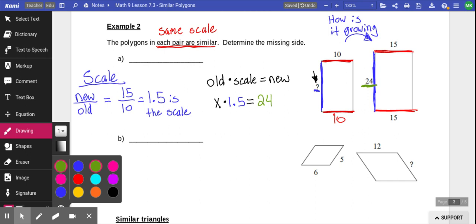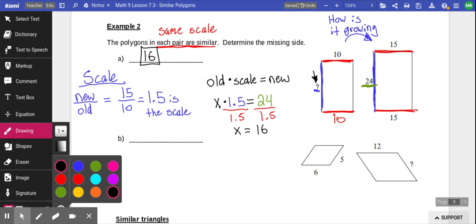Your goal was to figure out what the old side was, which I've called x. The way I do that is by getting x by itself. So I'm actually going to divide both sides by 1.5. That tells me that x, or my old side length, 24 divided by 1.5, was 16. My missing side was 16.